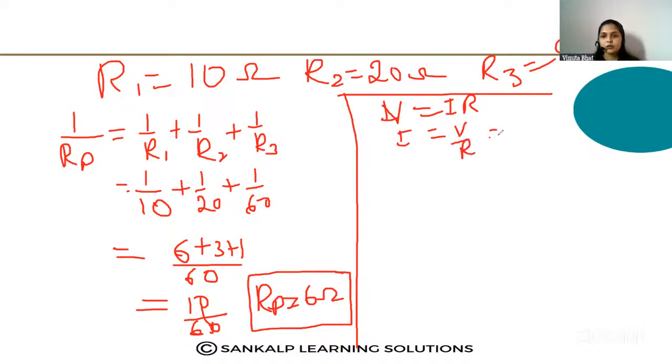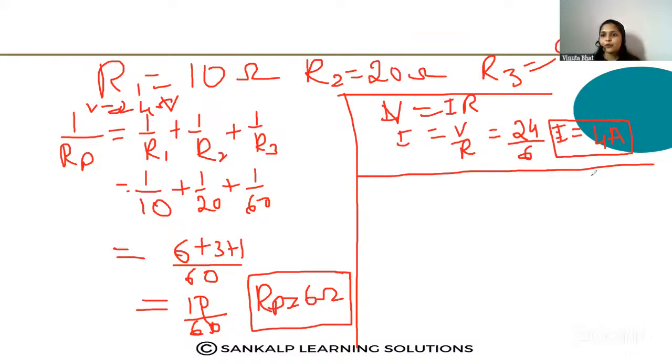So, what is the value of V here? It is 24 volt, already given. So, V is equal to 24 volt. 24 divided by, what is the total R? Total R is 6. Then I is equal to 4 ampere. So what is the value of I? Total current flowing through this circuit is 4 ampere.